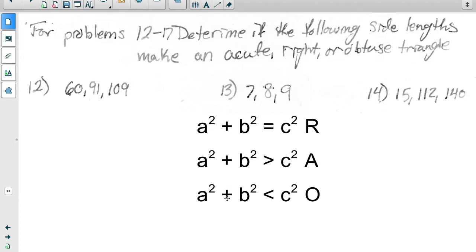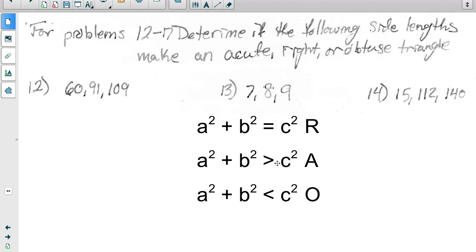All right, let's look at these here. Now the next set of problems is determine if the following side lengths make an acute, right, or obtuse triangle. And so what we're going to be doing is going back to the Pythagorean theorem. What we stated already, if a squared plus b squared equals c squared, then it is a right triangle. So I put just r for right. Now, if a squared plus b squared is greater than c squared, it is acute. It's an acute triangle. That means all the angles are going to be less than 90 degrees. And if a squared plus b squared is less than c squared, or c squared is bigger than a squared plus b squared, then it is obtuse.